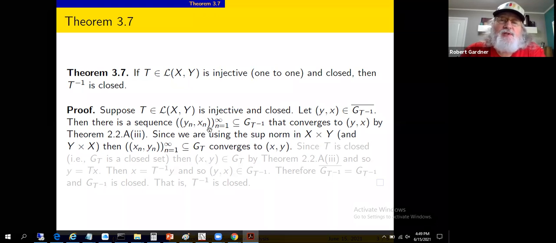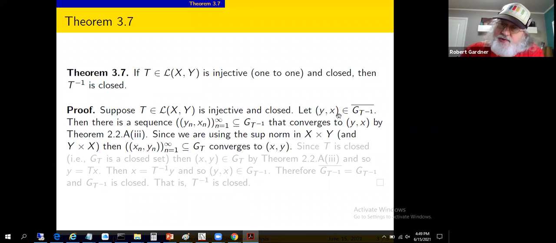We know there's a sequence of elements of the graph of T inverse that converges to that point. Okay, we've got to deal with ordered pairs because of the setting here of a graph of a transformation. But since this is in the closure of that set, there's a sequence of elements of that set that converges to the point. That's what Theorem 2.2.a part 3 says.